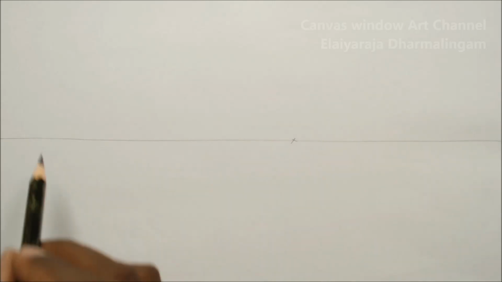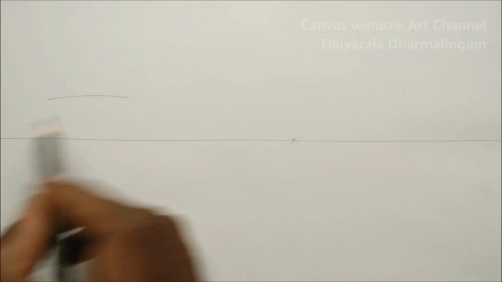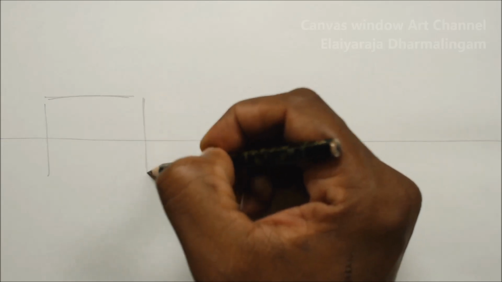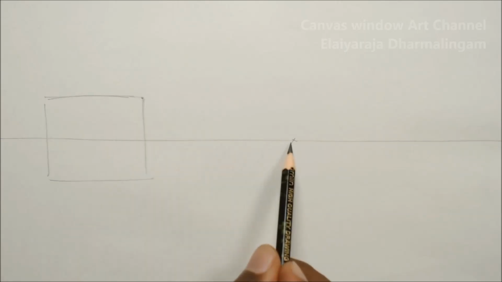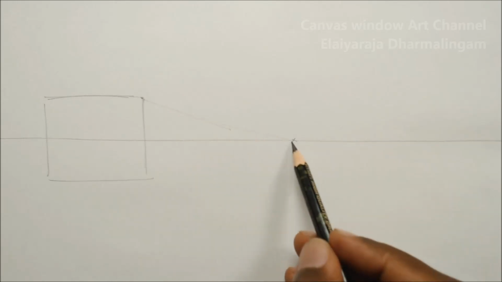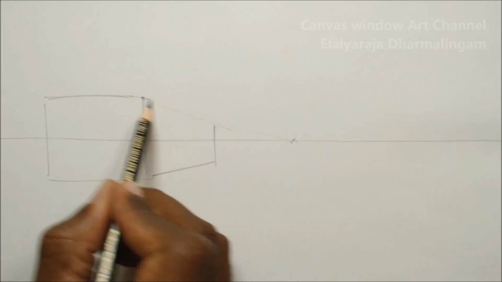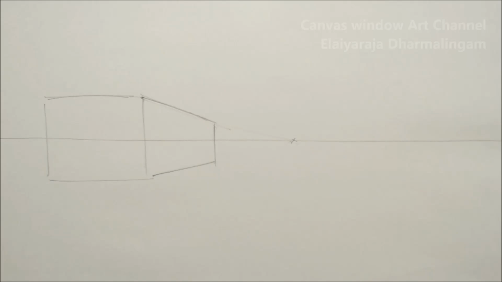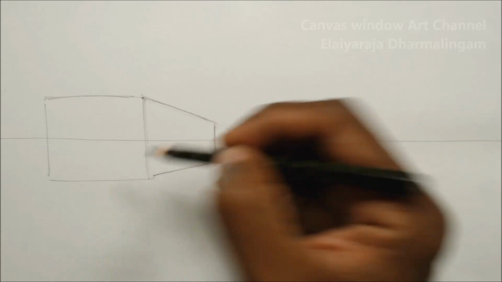After that, draw a simple cuboid. So this corner has to vanish here. Okay. End up the bus or the cuboid. First you draw the cuboid initially. To draw any vehicle or any object, you have to draw a cube or cuboid geometrical form.